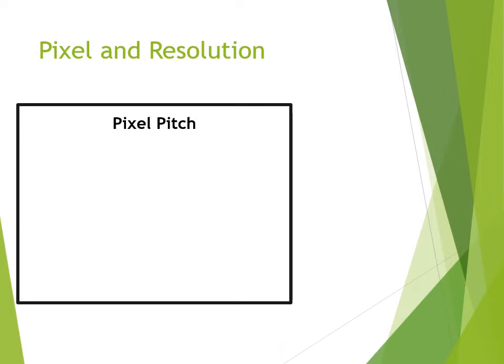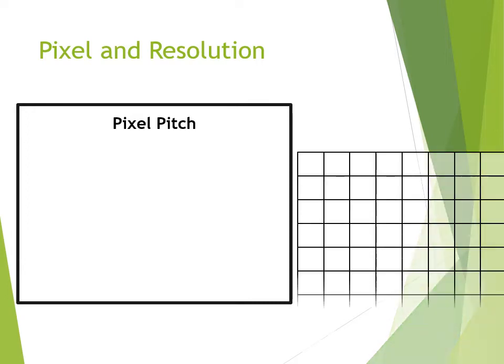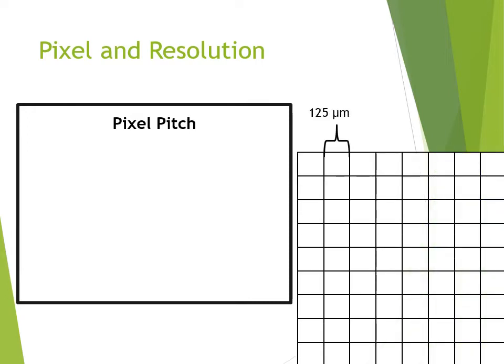Most manufacturers specify pixel size in terms of pixel pitch, measured in micrometers. This grid represents a pixel array of a digital imaging plate. The manufacturer of this particular plate specifies their plate has a pixel pitch of 125 micrometers, which means each pixel is 125 thousandths of a millimeter in size.